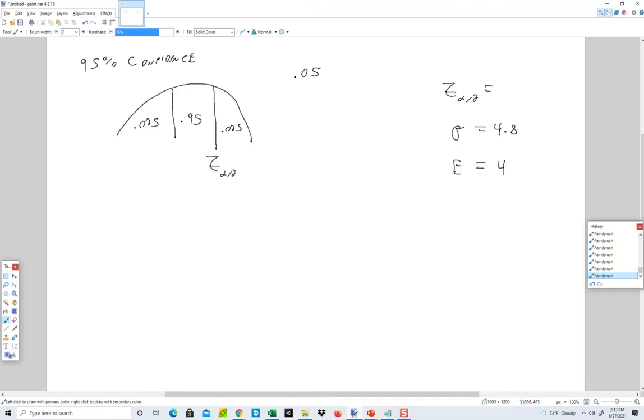And this is what we're trying to find right here. This is our z alpha divided by 2. So I add up all the area to the left. 0.025 plus 0.95 is 0.975. So I'm going to look up 0.975 in my table.